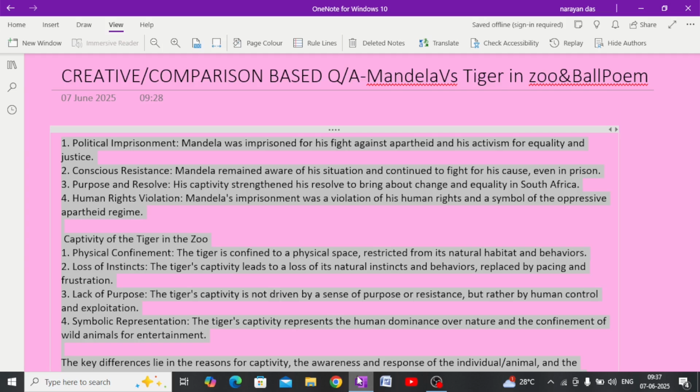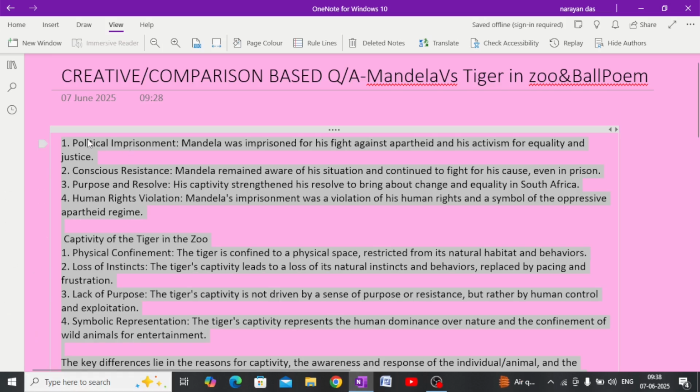Here the comparison has been made between the imprisonment of Nelson Mandela and imprisonment or captivity of the tiger in the zoo. We will understand how these two types of captivities are different or similar. Let us start. In case of Mandela's captivity or imprisonment, we can have these following points to make it clear.